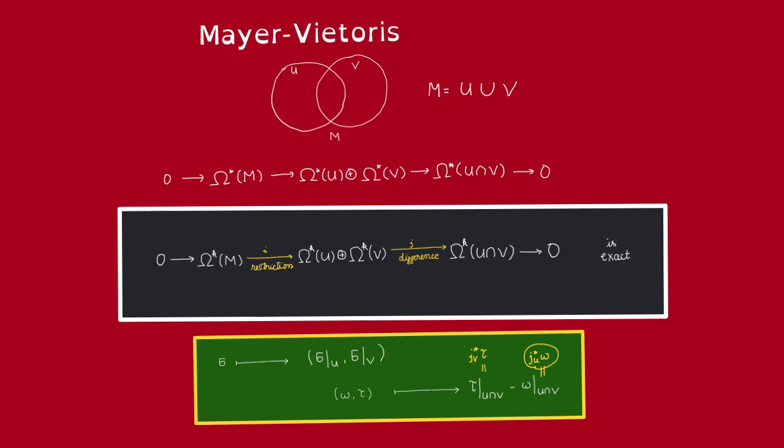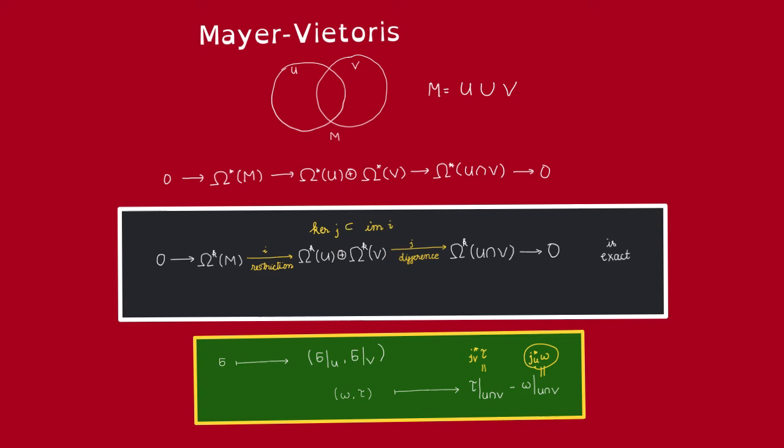With this definition of j, we immediately see exactness here. What do we mean? Remember, exactness means that the kernel of j is equal to the image of i. So let's see that. First, it's easy to see that the image of i must lie in this kernel, because the image of i consists of the pairs that are restrictions of a given global form sigma. So their difference is just going to be 0, because they agree on the intersection, since they both come from sigma.